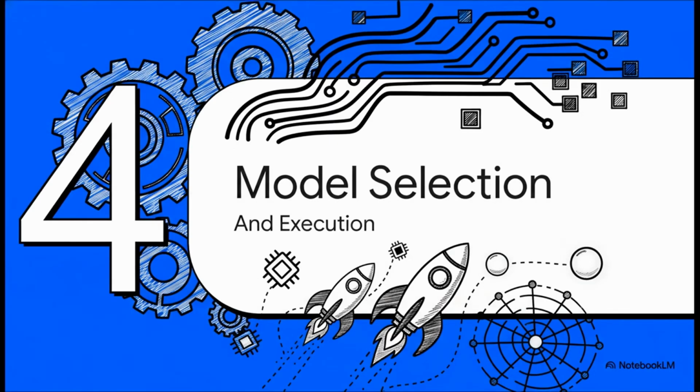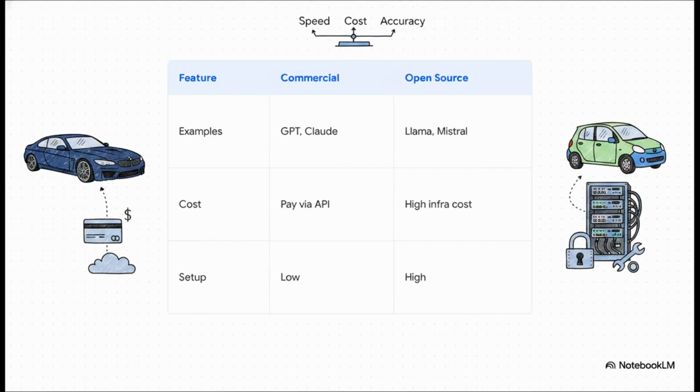Let's jump to section 4, model selection and execution. Now, what's really interesting about this slide is that selecting a model is exactly like buying a car. Are you going to buy a practical compact car, a luxury BMW, or a high-tech EV? It entirely depends on your needs. Commercial models, like GPT or Claude, are highly reliable and easy to set up, but you pay per API usage.